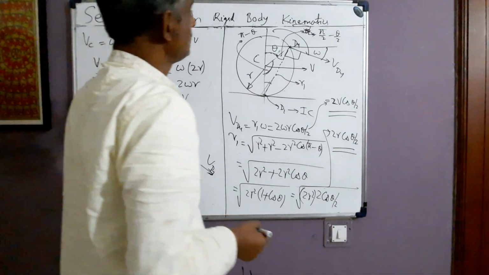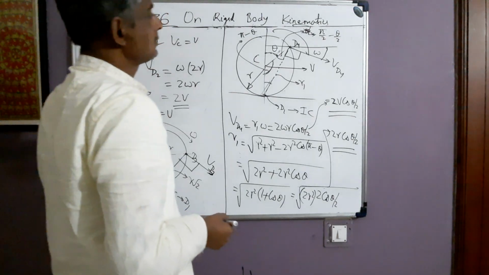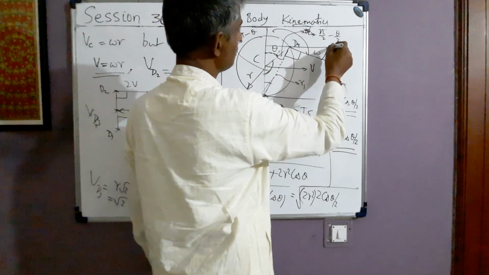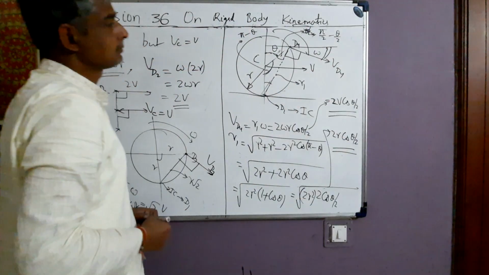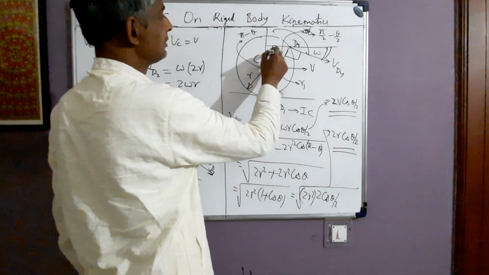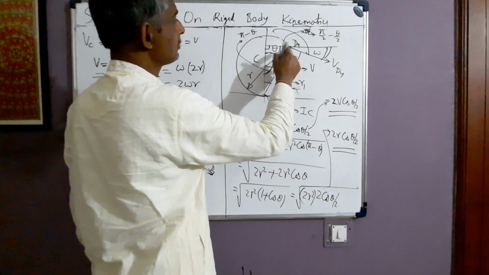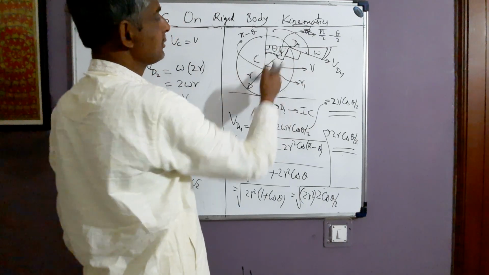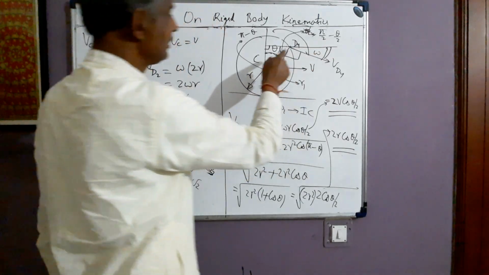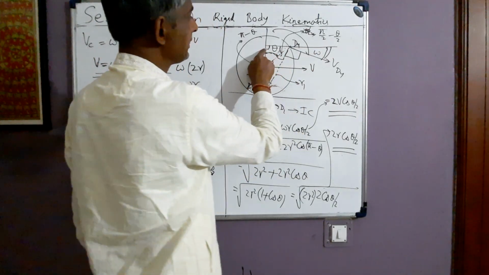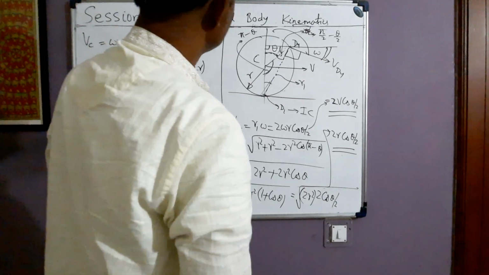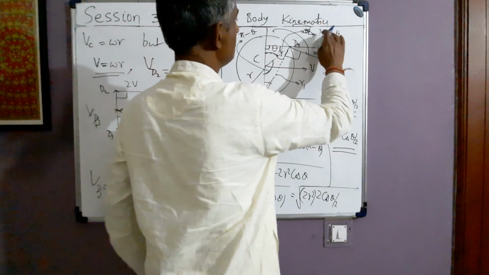See what I am saying: by geometry, VD4 will make an angle of theta by 2 with the horizontal. Is it alright what I have said? Clear? See, this is theta, this is pi by 2. This angle will be pi by 2 minus theta, and this is pi by 2 minus theta by 2. So you can see this is theta, this is a right angle, this is pi by 2 minus theta.